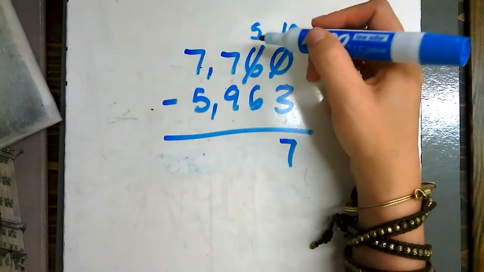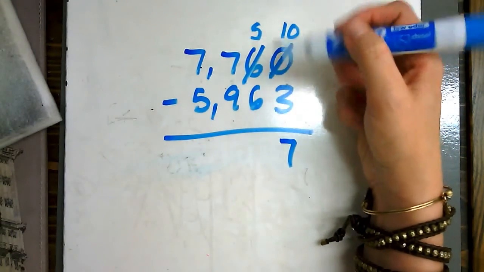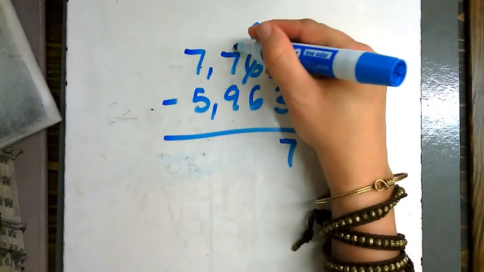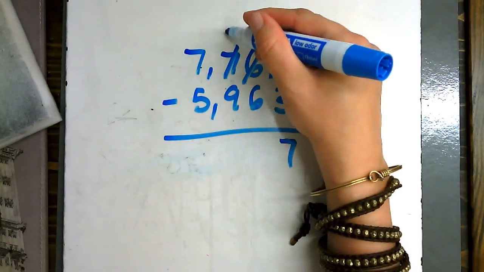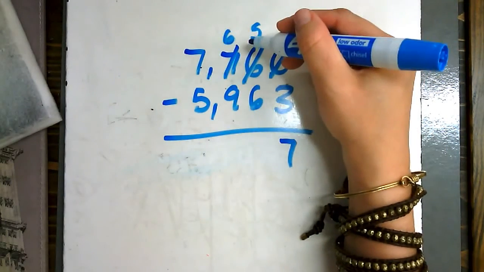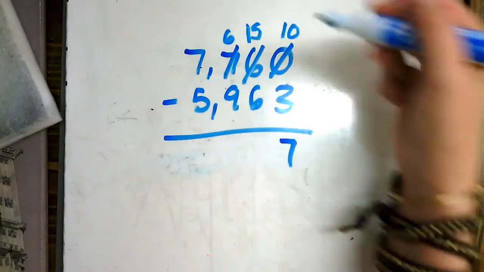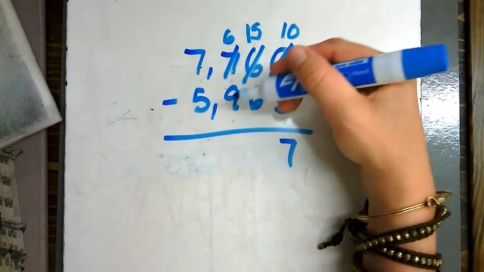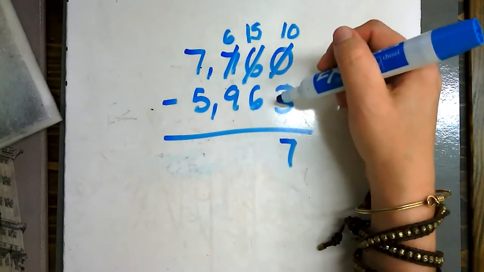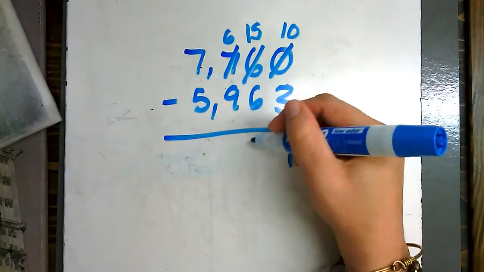Head over to my tens place. 5 tens minus 6 tens. I can't do that, not enough. Go over to my hundreds place, take 100 away, turn that into 6 hundreds, add 100 over here to my tens place, turn that 5 into a 15. 15 minus 6 is 15, 14, 13, 12, 11, 10, 9.